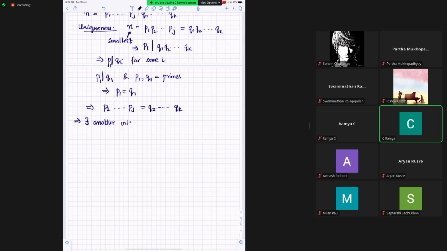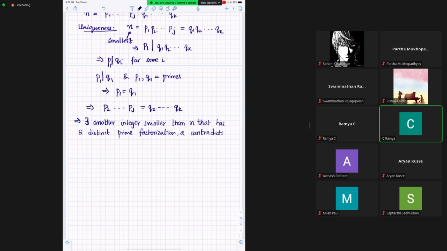Integer smaller than n that has two distinct factorizations. This is a contradiction.